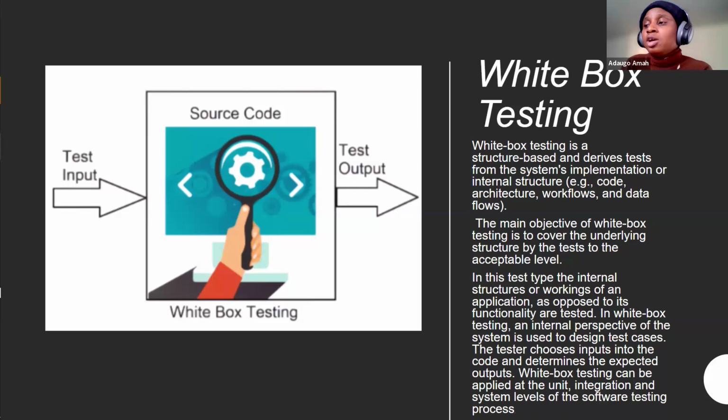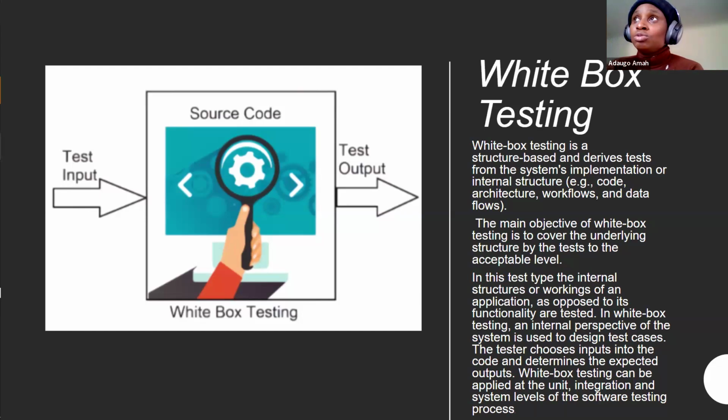So when the developers have developed and pushed it, you're seeing the output of what they've done. But white box testing has to do with the internal structure. So it has to do with the code, the workflows, and also the data flow, right? The main objective of white box testing is to cover the underlying structure with tests to an acceptable level.